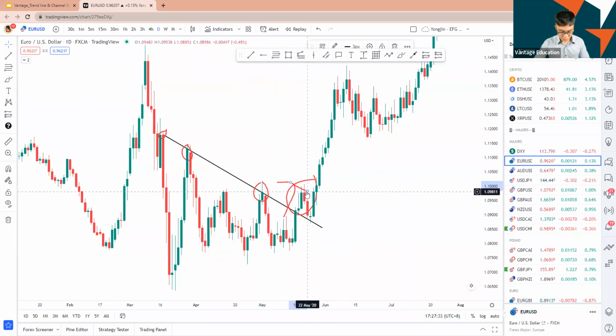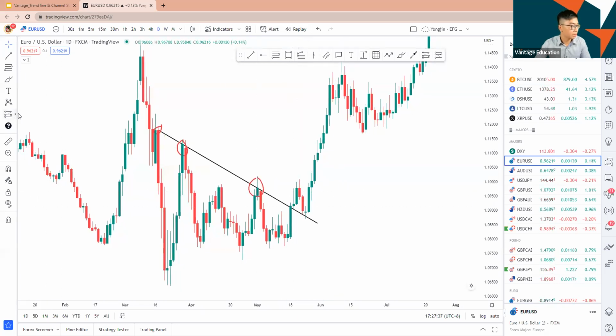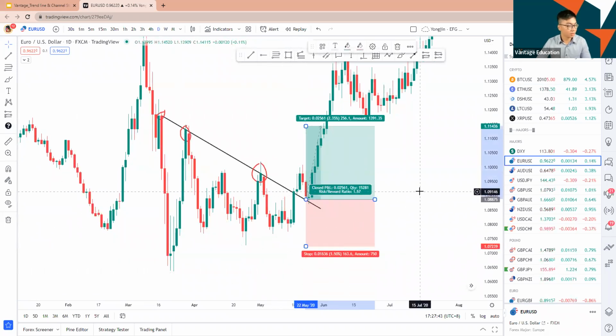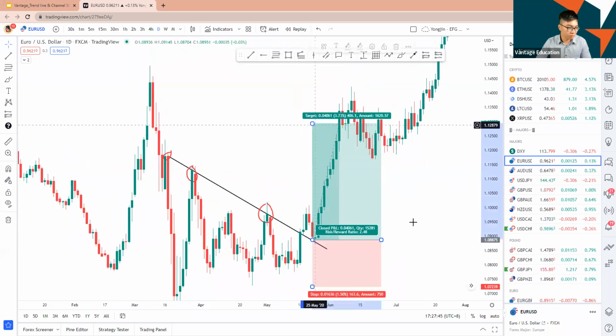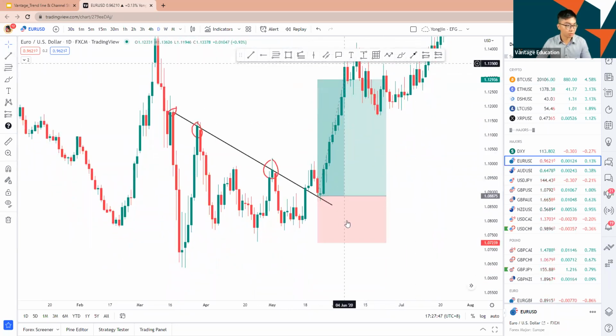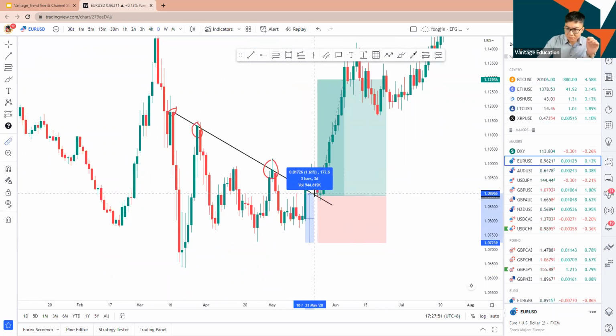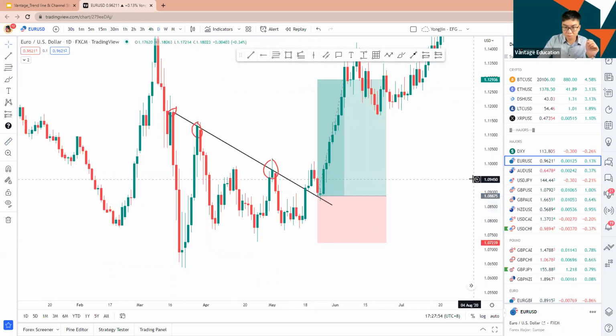Came back down for a retest of the trend line. Retest of the trend line. We can potentially long here. Stop loss below, but then on the daily, it's not realistic, right? It's not that realistic. You have a very huge stop loss. How big is this stop loss? It's like 172 pips. It's a bit too much.